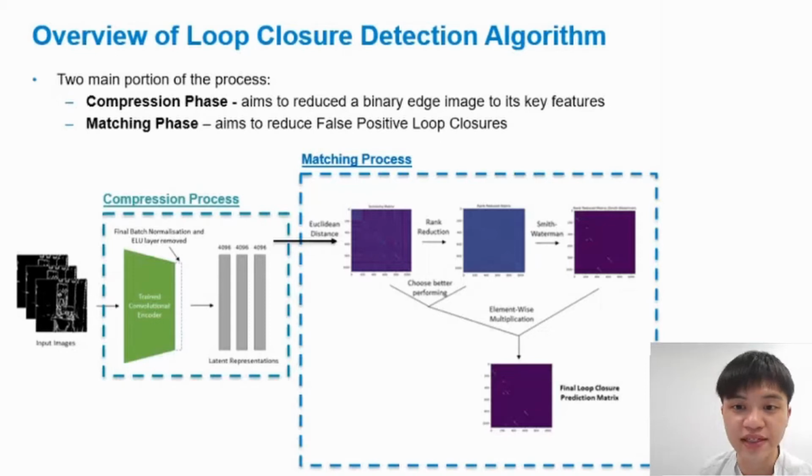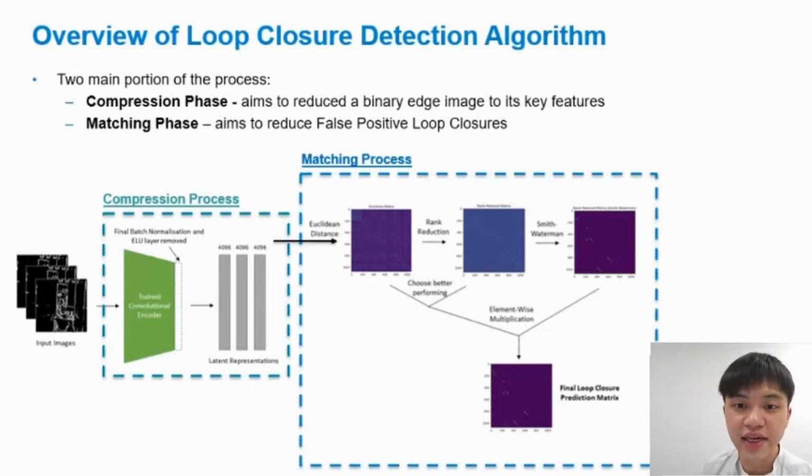What we want to do is to reduce the number of dimensions of this input to a smaller representation of maybe 4096. A sign of a good compression phase is that this smaller 4096-dimensional vector is supposed to be representative of the key features within the original input binary edge image. The next step, the matching phase, is to match these smaller vectors.